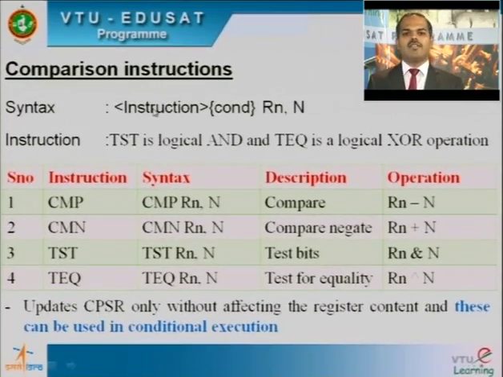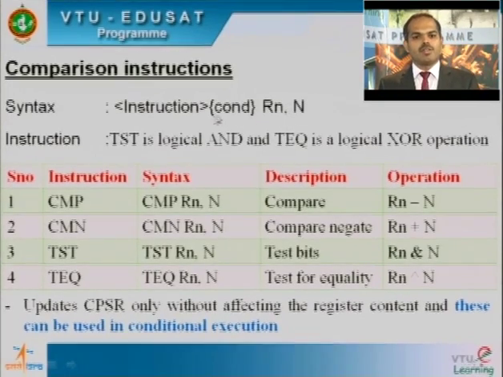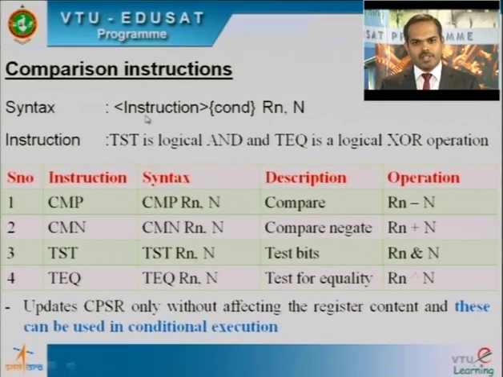It does not have a destination register in the instruction. So what is the general syntax of the comparison instruction? Instruction, condition, Rn, n. Again, n is a barrel shifter processed value, or it can be an immediate value, or the register directly, or Rn is just directly taken content.